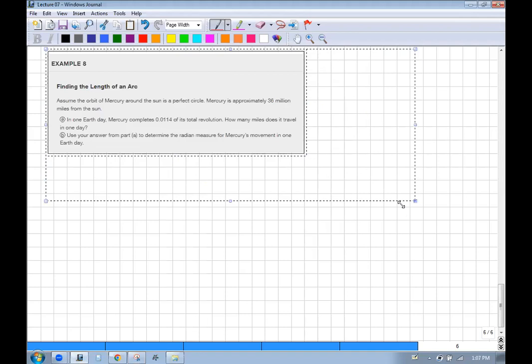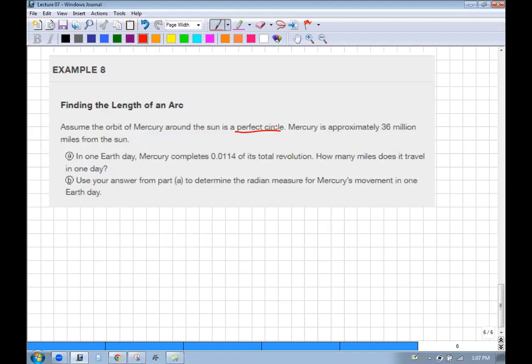All right, orbit of Mercury around the sun, assume it's a perfect circle. Perfect circle, it's perfect to me, right? All right, it's 36 million miles from the sun. So here's the sun, here's our R. R is 36 million miles, okay? So in one Earth day, that's 24 of our hours, Mercury completes 0.0114 of its total revolution.